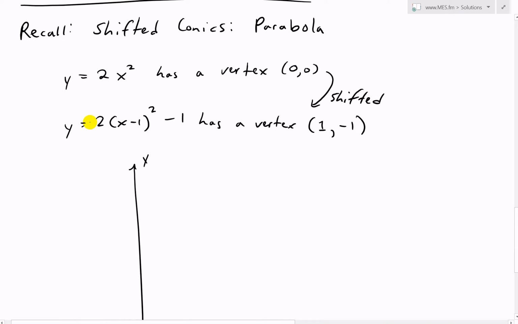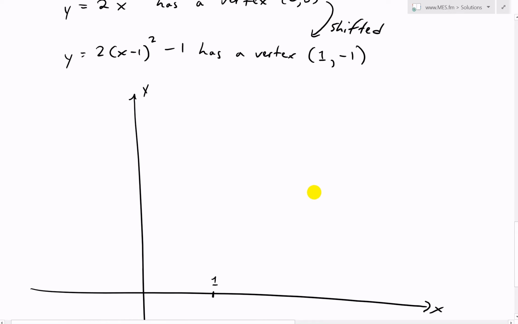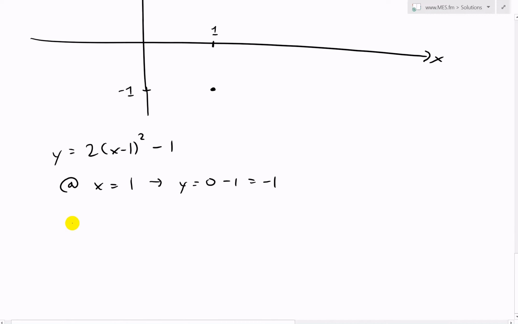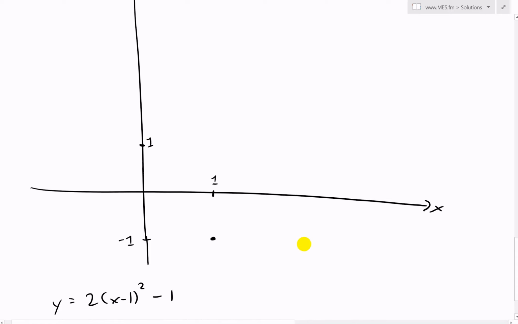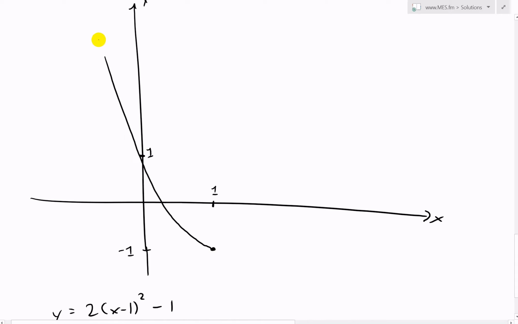But we could also see some proper values when x is equal to 0. If x is 0, we get y equals 2 times (-1) squared minus 1. That's just 1, so 2 minus 1 equals 1. So then this goes over here at 1, and this is just going to go upwards. And the parabola is going to be mirrored on the other side as well.